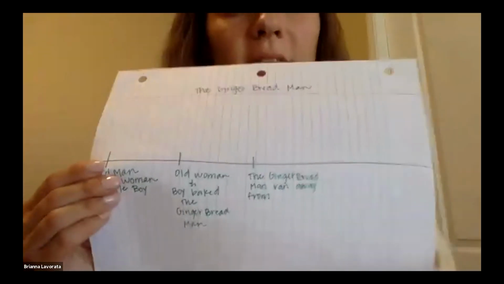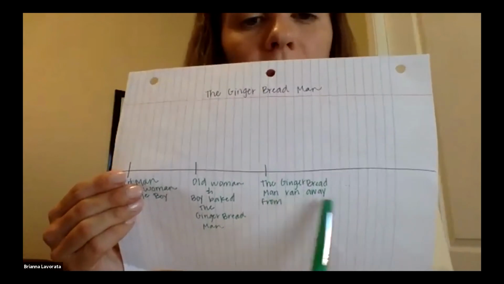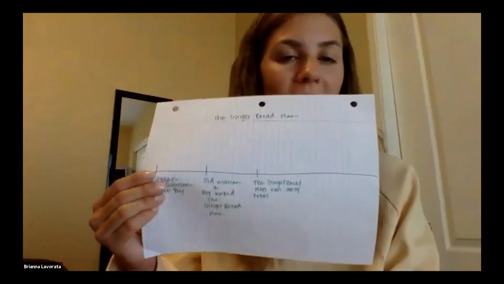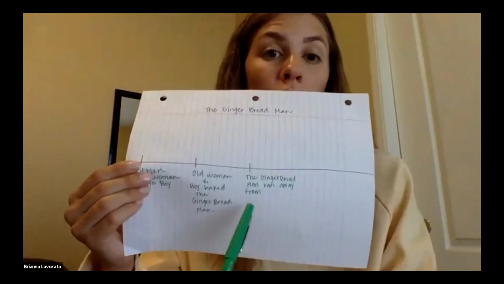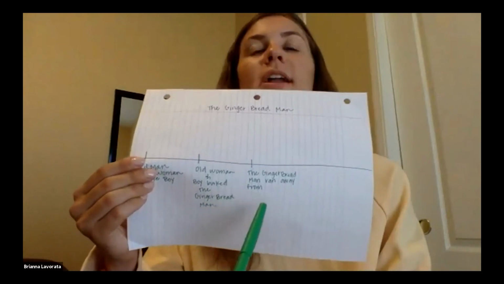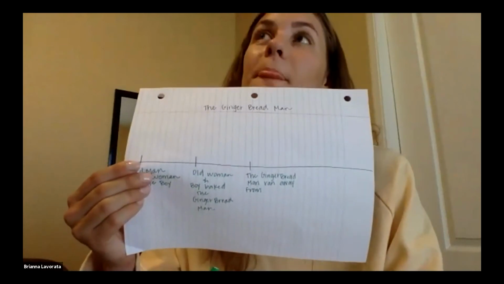from, so we said the gingerbread man ran away from, who did he run away from? We're going to include lots of friends here. So we're going to include the old man and lady or woman, the little boy.